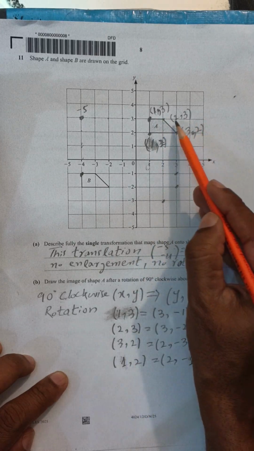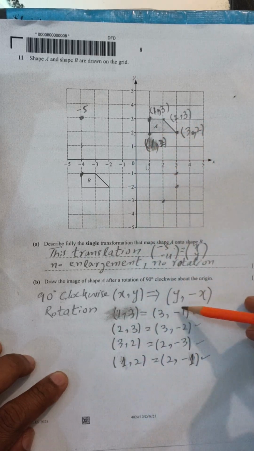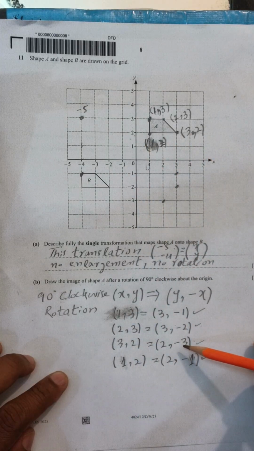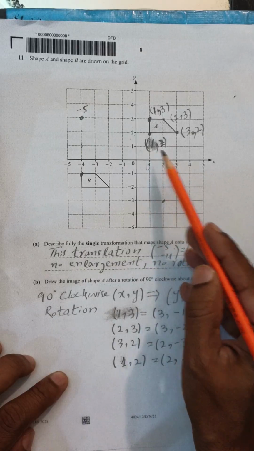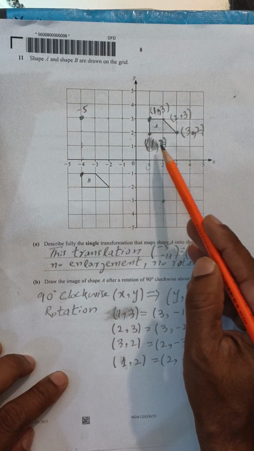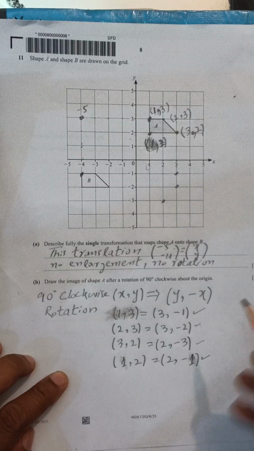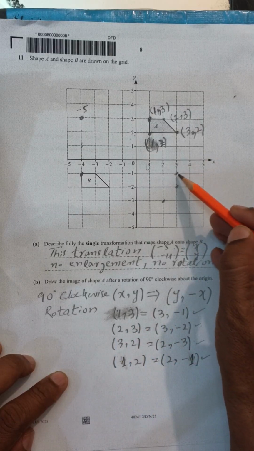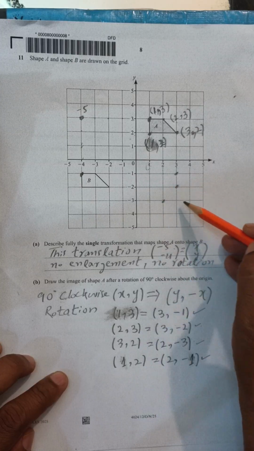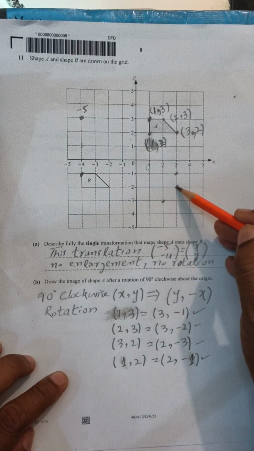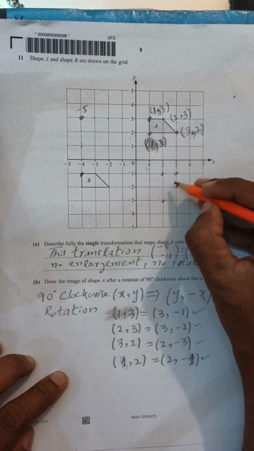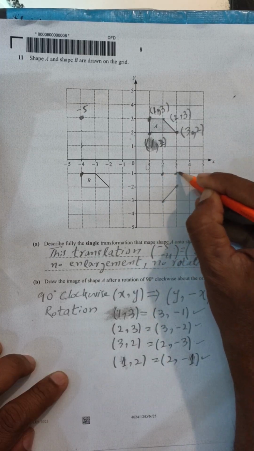1 comma 3, 2 comma 3, and second, 3 comma 2. Last one is 1 comma 2. Okay, mark 1 3 and 3 1. So yes, 3 minus 1 is here. Second one is 3 minus 2 is here. And the first one is 2 minus 1, this one. So you join these points.